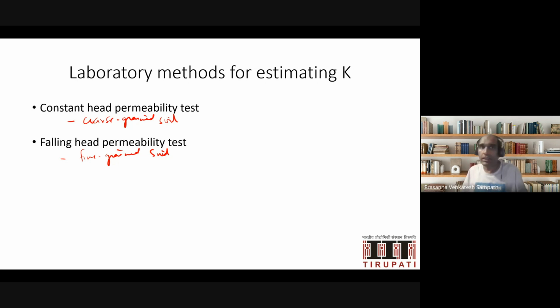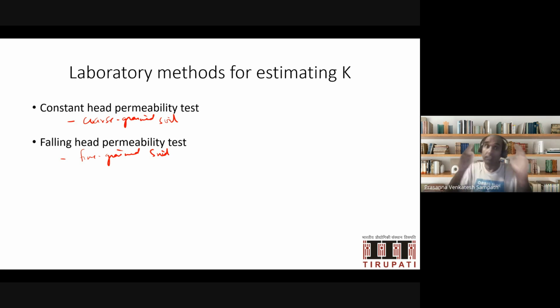Don't try to say C for constant head, C for coarse grained, matching, F for falling head, F for fine grained. It's funny what happens when you get to the exam, when you're sitting there thinking. Of course, this is a minor question. I'm just giving you an example. You think you memorized it, you come there, you remember the exact opposite. C is not for coarse, it's for fine, and F is for coarse. Something like that will happen, and then you kind of mess it up.